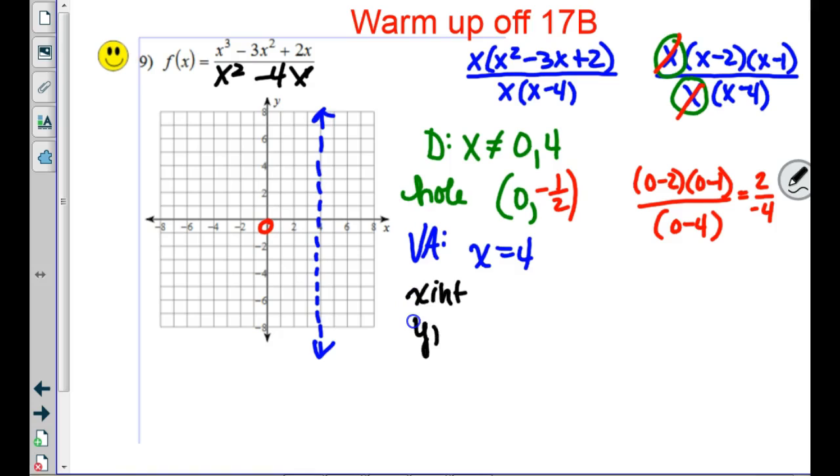And then y-intercepts. X-intercepts are values that make only the numerator equal to 0. What values will make the numerator equal to 0? 2, 1. Why not 0? It's a hole and it already makes both the numerator and denominator 0. That's why it says only the numerator equal to 0. So 2 and 1, is that the ordered pair 2, 1? No. There's an x-intercept at 2, 0 and one at 1, 0.